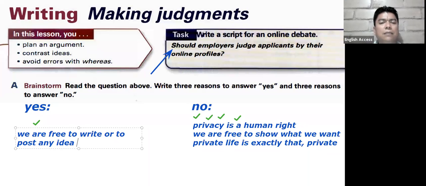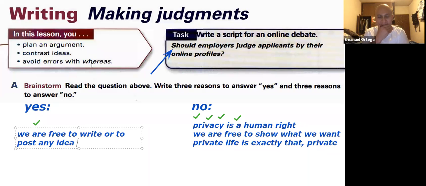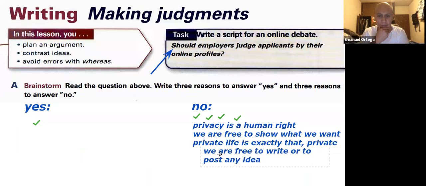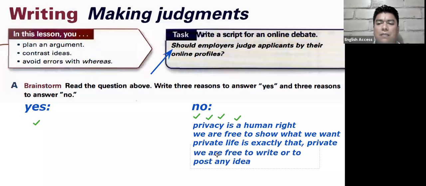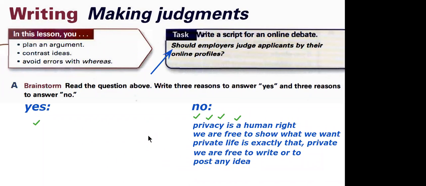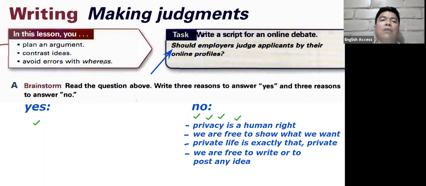Is that in yes? That's more like for no, right? Oh yeah, for no. That's over here, in the section no: online profiles don't say what my skills are. That's good. But now we need to think of at least 2 reasons for yes.